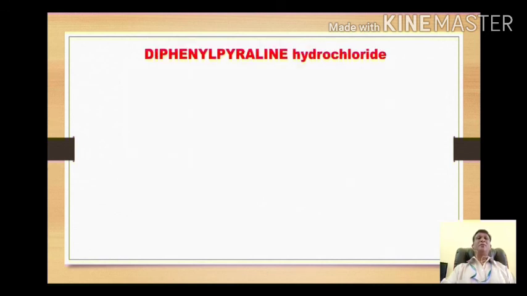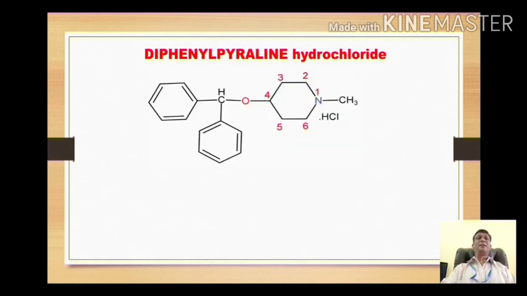The next drug is diphenylpyraline hydrochloride. This drug has this portion, the diphenylmethoxy portion of diphenhydramine. The carbon chain with nitrogen has now become part of this heterocycle. It is a piperidine ring. So for nomenclature, our basic heterocyclic nucleus is piperidine. This is position number 1, 2, 3 and 4.